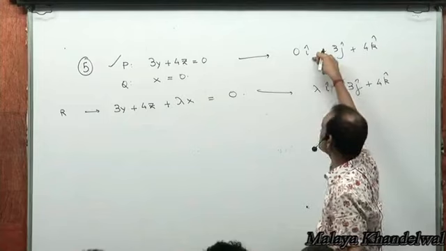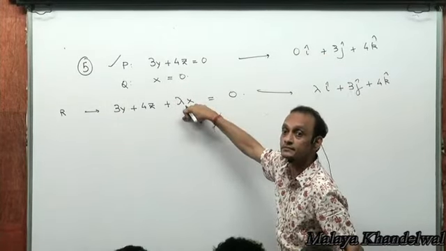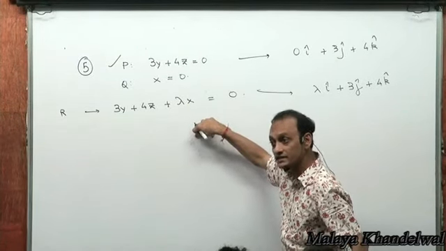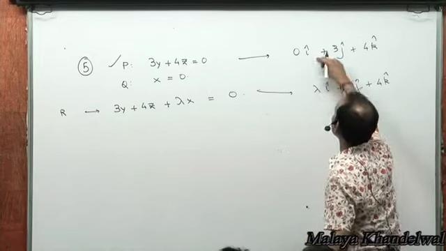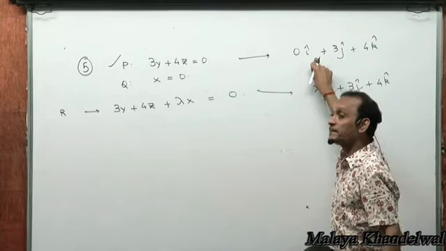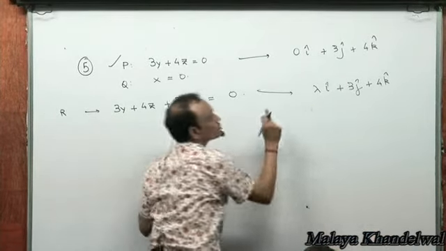And the angle between these two normals will be the same as the angle between these two planes, which is given to be 60 degrees. I want to find lambda such that the angle between these two is 60 degrees. What do I do? I take the dot product of these two vectors.